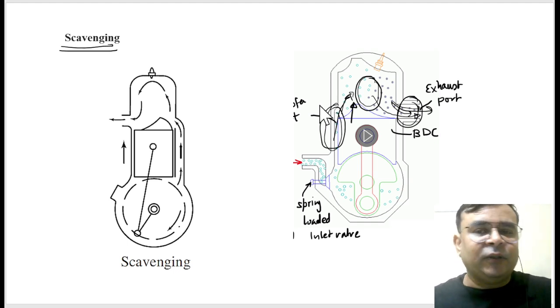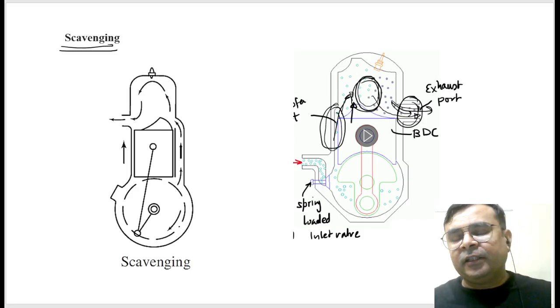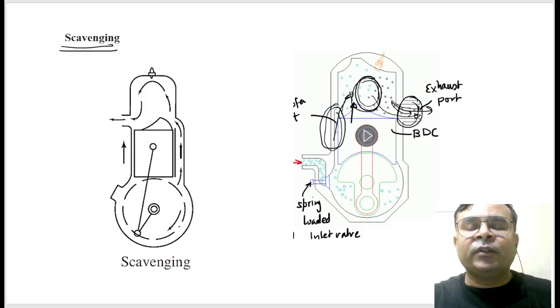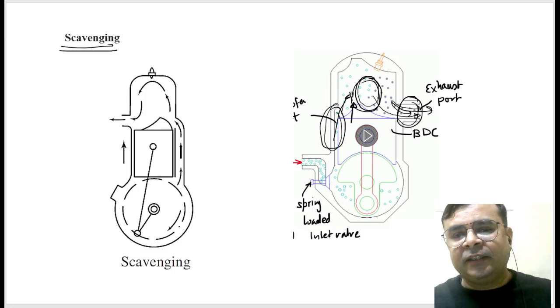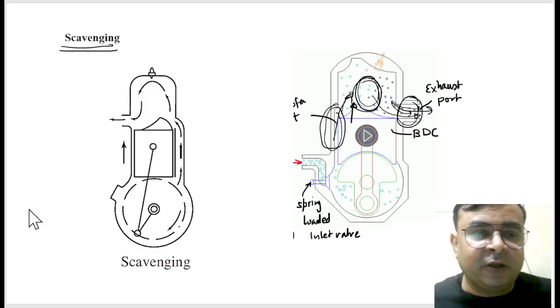But yes, you have seen here that we have a drawback: fresh charge can move away from the piston-cylinder arrangement without combustion. So obviously we are just throwing some fresh charge away from the cylinder. This is called the scavenging process, and this is one of the major drawbacks of the two-stroke engine.